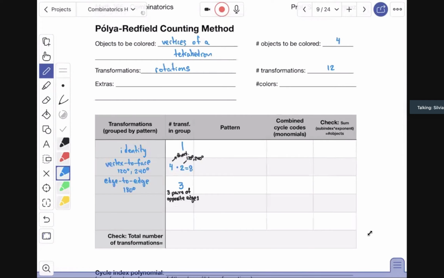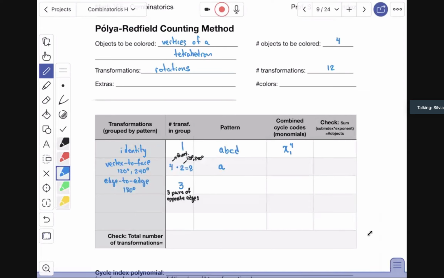Let's say A, B, C, D, 4 different letters. And so the cycle code is the number of letters that appear once is 4. Then for the face, vertex to face, I'm coloring vertices. So this vertex goes to itself when I spin, right? So I'm just gonna have one vertex that goes to itself when I rotate. You see? The top vertex goes to itself when I rotate 120 degrees or 240.